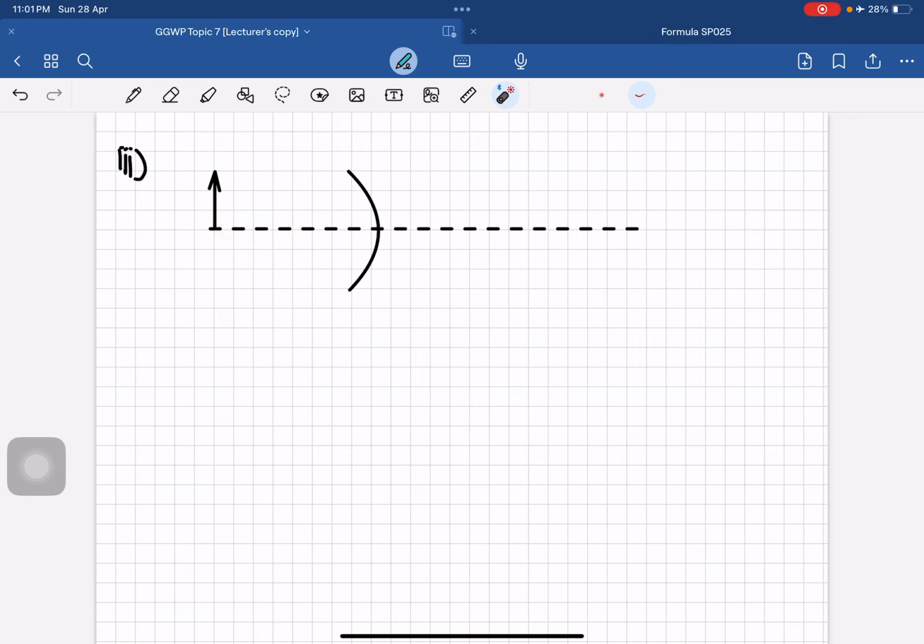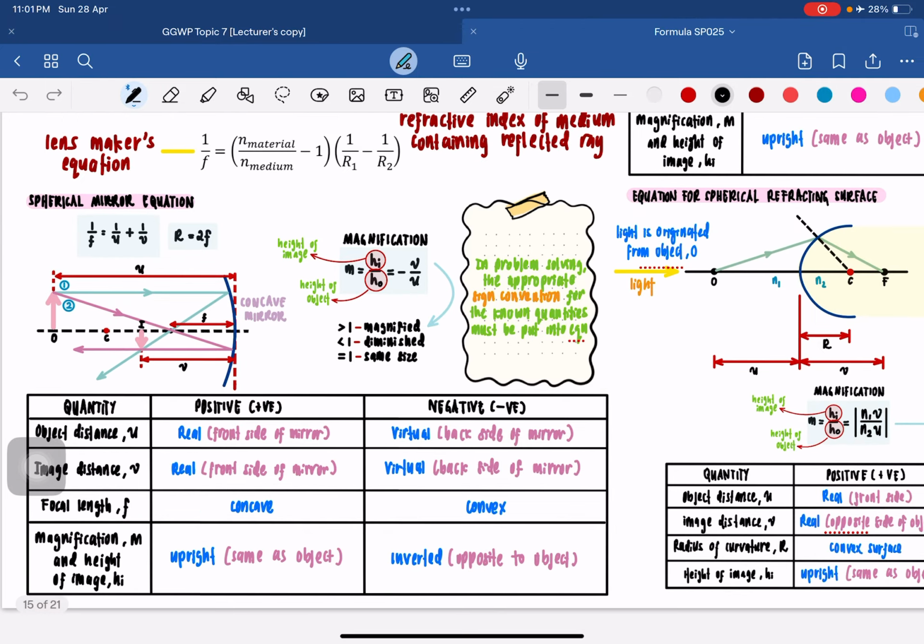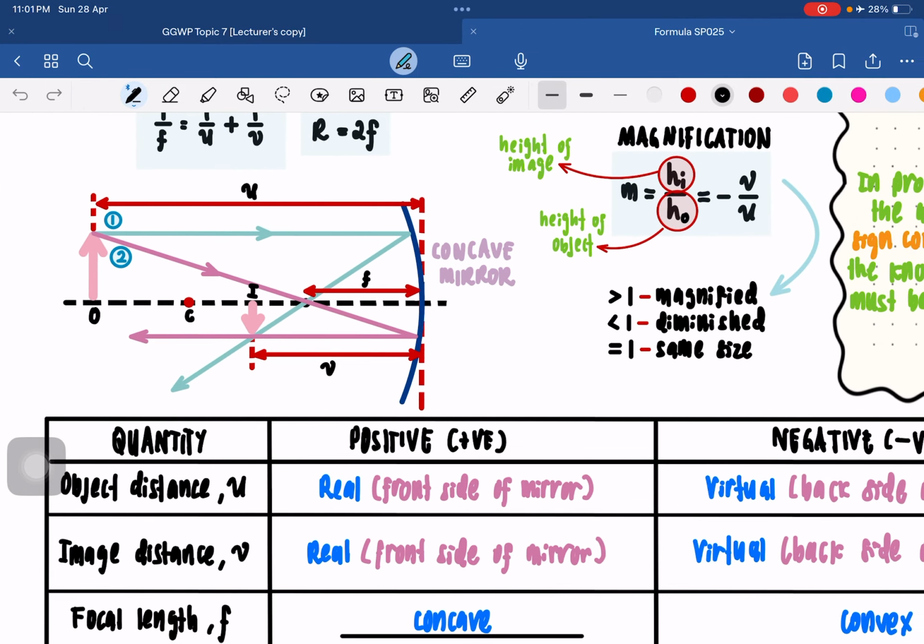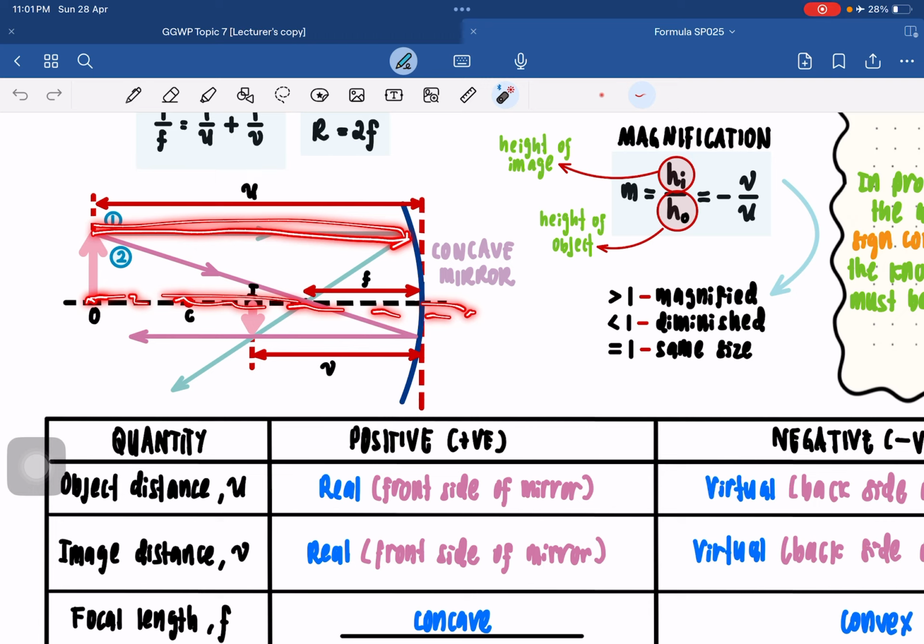Okay, so sekarang ni, what do you remember untuk drawing? I've summarized it here as well. So you only have to draw 2 rays lah. Sekarang ni kita always start, depends lah, but for me, I will do from the object parallel to the principal axis. This is what we call the principal axis, and then it will be reflected through the focal point.